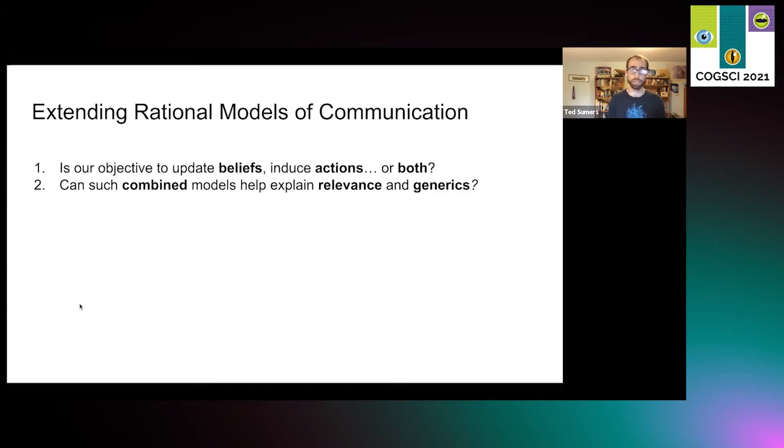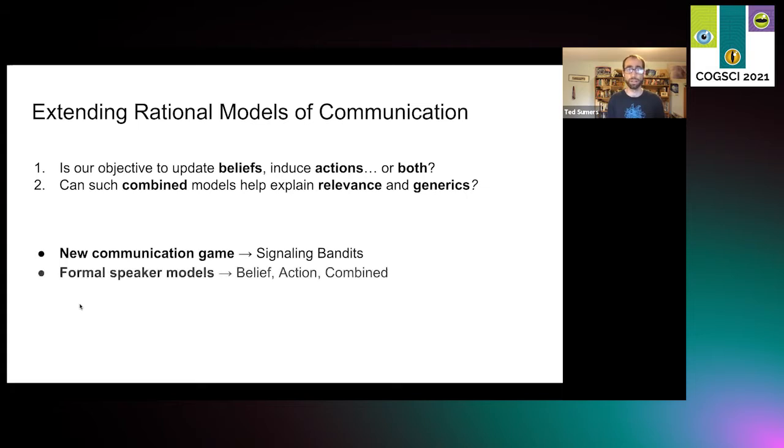Unfortunately, existing paradigms tend to focus on beliefs or actions and thus make it difficult to compare the two. So the first thing that we'll do is introduce a new communication game, signaling bandits. This allows us to define formal speaker models embodying each of these perspectives, and then compare them using a series of simulations, demonstrating the emergence of relevance and generics in these more complex decision settings.